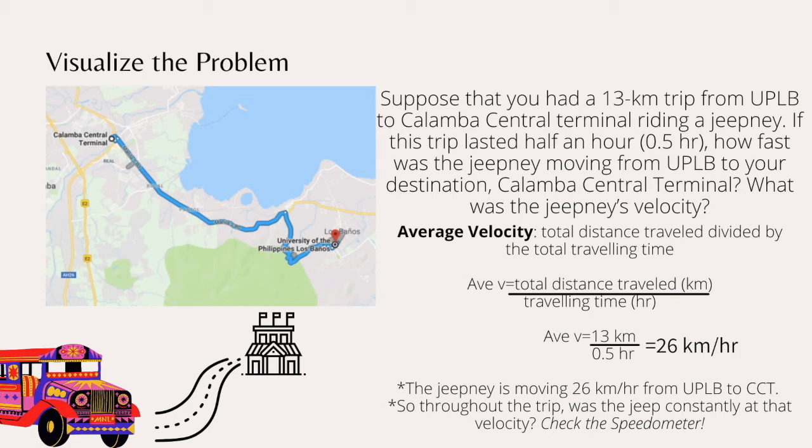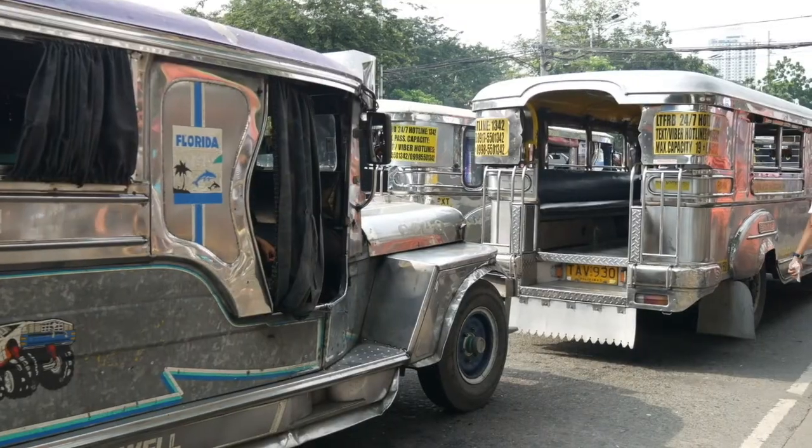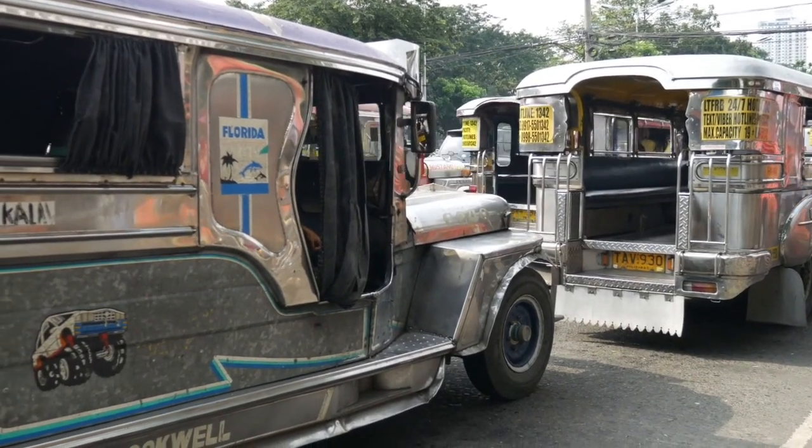Suppose that you had a 13-kilometer trip from UPLB to Calamba Central Terminal riding a jeepney. If this trip lasted half an hour or 0.5 hour, how fast was the jeepney moving from UPLB to your destination, which is the Calamba Central Terminal? What was the jeepney's velocity? Of course, for average velocity, it's computed by simply taking the total distance traveled divided by the traveling time. In this case, 13 kilometers divided by 0.5 hour is equal to 26 km per hour. That's our average velocity. In this problem, the jeepney is moving 26 km per hour from UPLB to CCT.